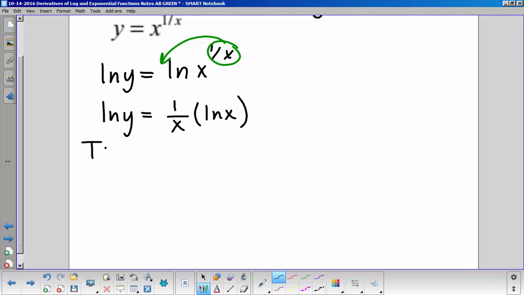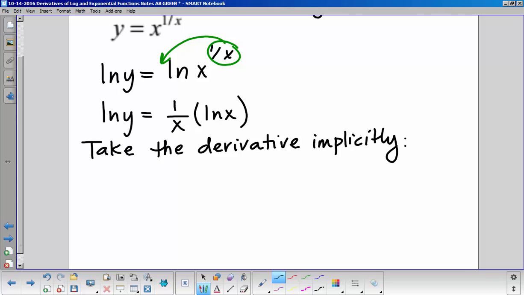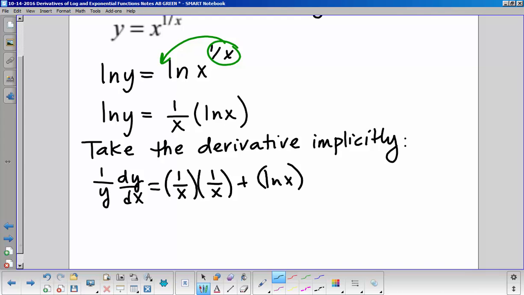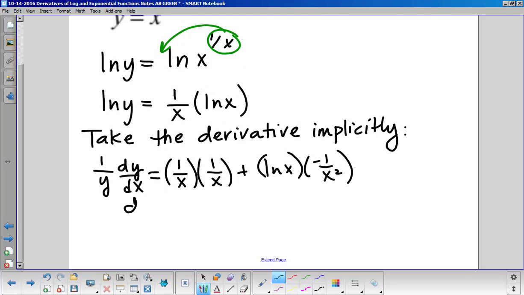I thought it was perfect. Now we're going to take the derivative. 1 over y dy dx equals, L first, D second: 1 over x times 1 over x, I want to show the steps, plus second, ln of x, times the derivative of the first, negative 1 over x squared. Plus. Nice. All right, so let's simplify. We get dy dx equals 1 over x squared, as Nathan said, all in one step, minus natural log of x over x squared.